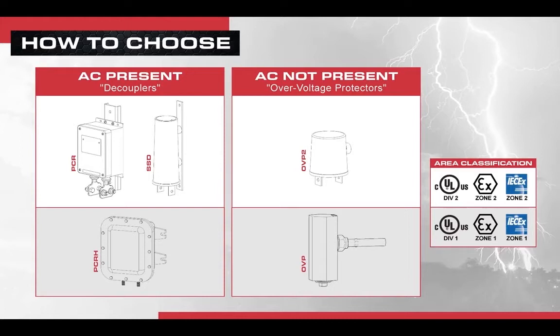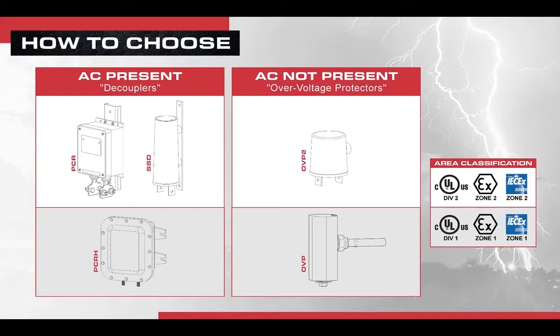The second set of questions is telling me about the classification for that area or location. Is it a Class 1 Div 1 or Zone 1 outside the United States? Is it a Class 1 Div 2 or Zone 2, again outside the United States? Or is it non-hazardous? We would need to know that to help you get to the right decoupler as well.